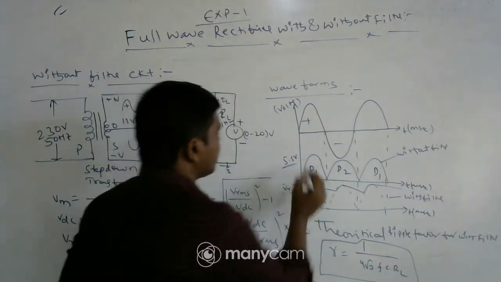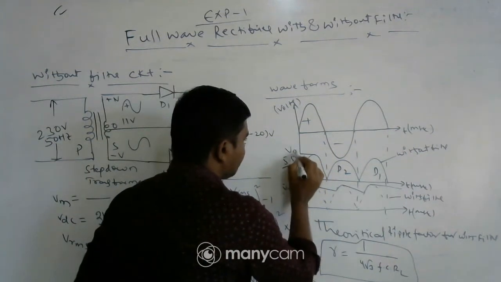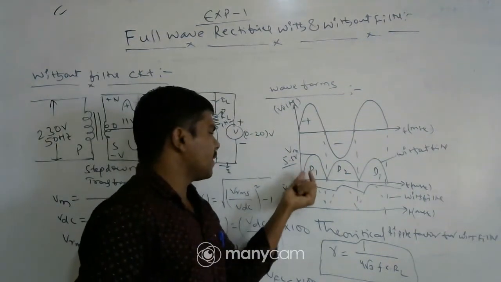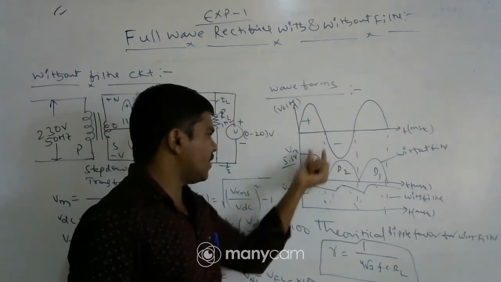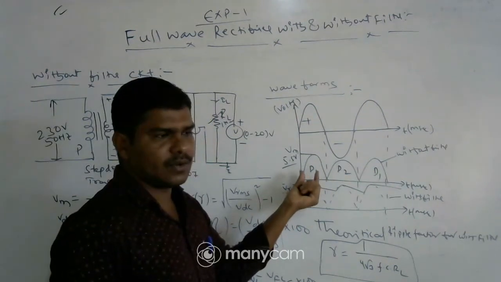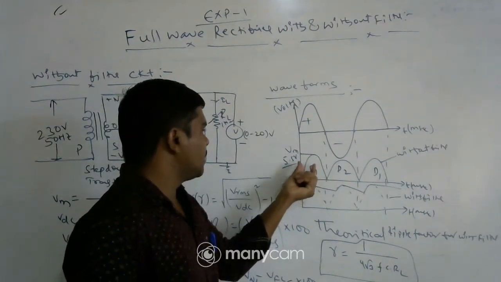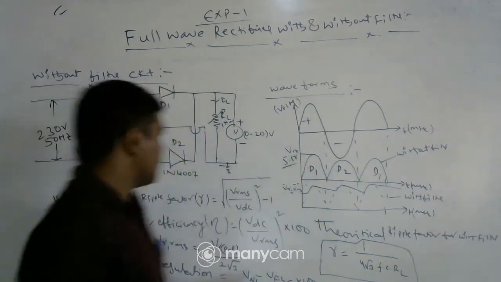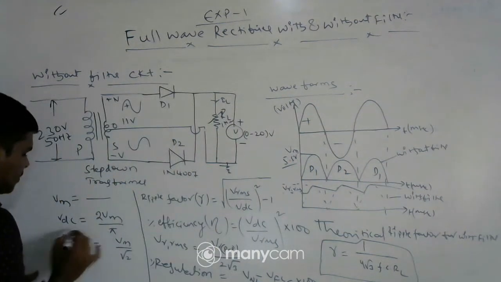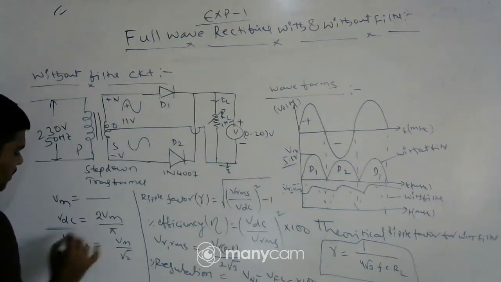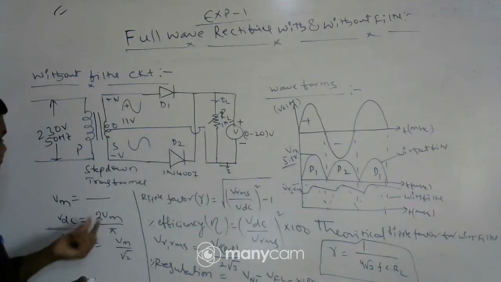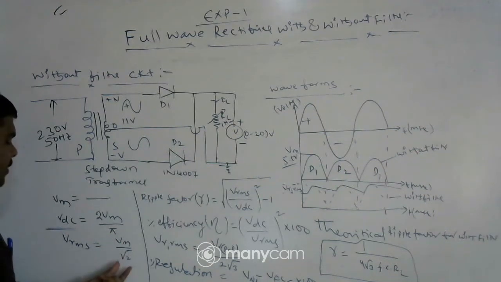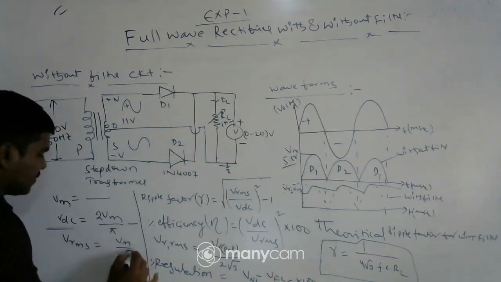Measure here and take the Vm. We can observe this kind of output on the CRO, the cathode ray oscilloscope, and from that we can calculate the Vm. If we take the Vm and substitute it in the formula, the DC voltage VDC is 2 Vm by pi, and the VRMS formula is Vm by root 2. So we will get the values here.